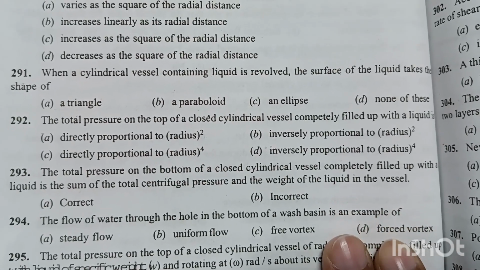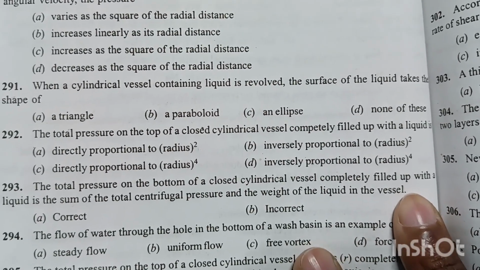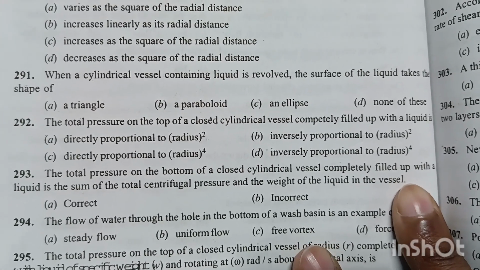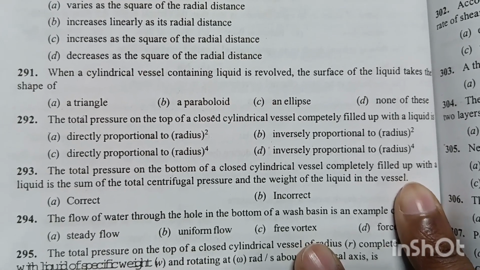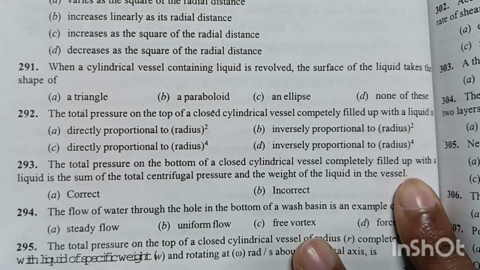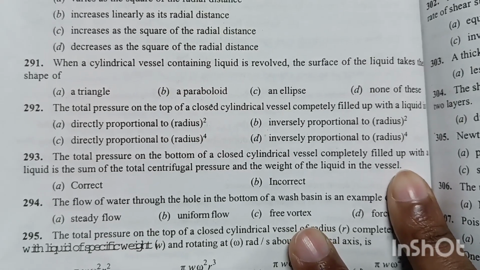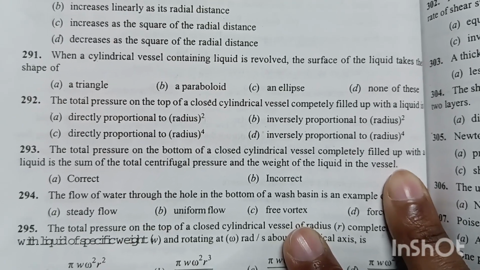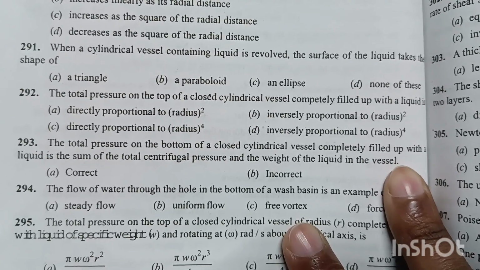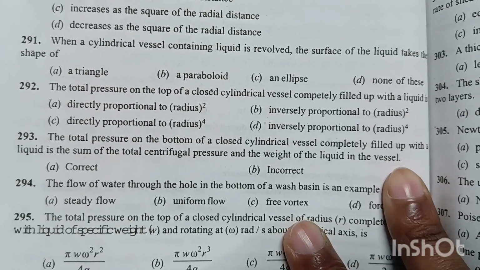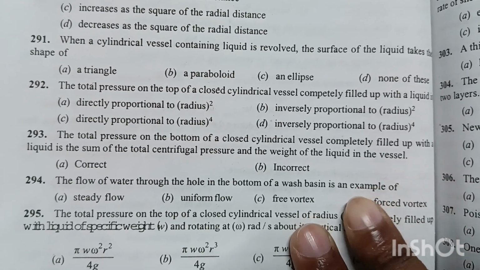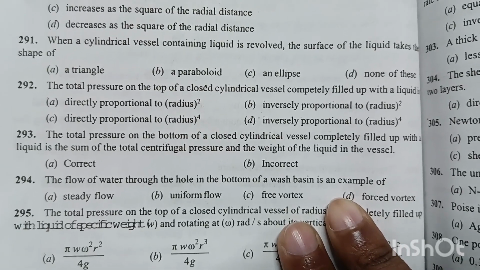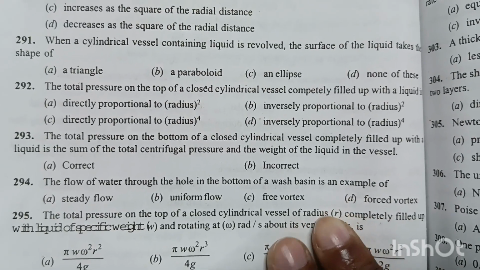Question number 292. The total pressure on top of a closed cylindrical vessel completely filled up with a liquid is directly proportional to the radius square. Option A is right answer. Question number 293. The total pressure on the bottom of a closed cylindrical vessel completely filled up with a liquid is the sum of the total centrifugal pressure and the weight of the liquid in the vessel. Option A is right answer. Correct. Question number 294. The flow of water through the hole in the bottom of a wash basin is an example of free vortex. Option C is right answer.